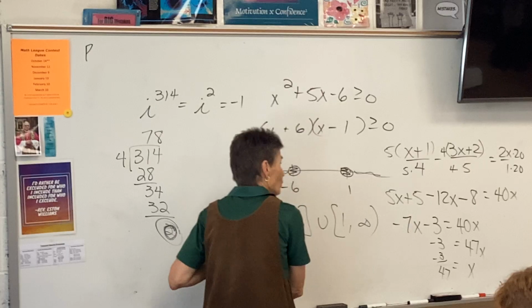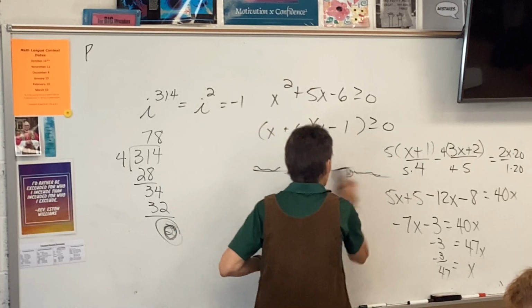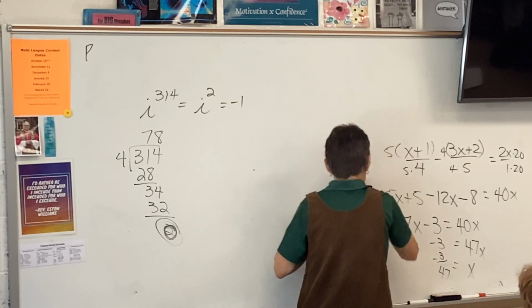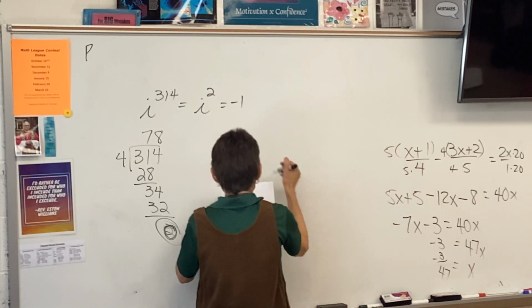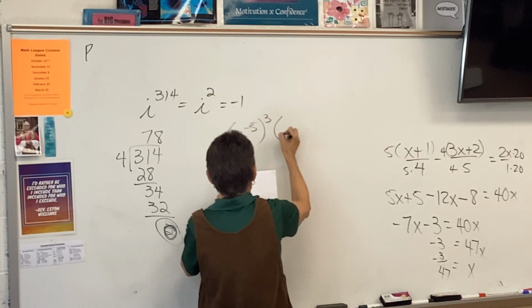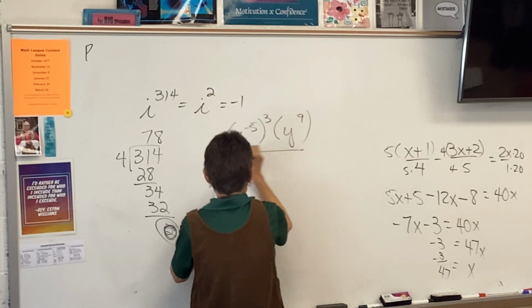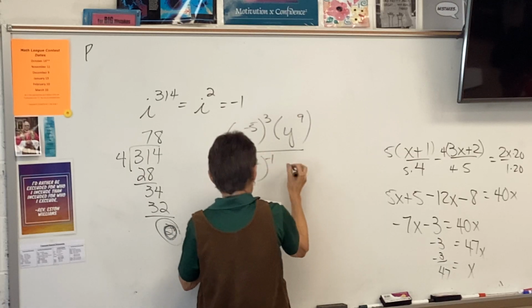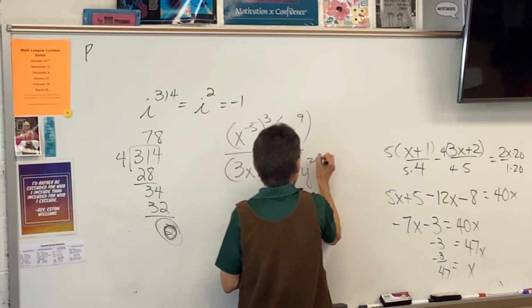All right, let's get some more guessing now. x to the negative 5th, cubed. Okay, this is a mess.